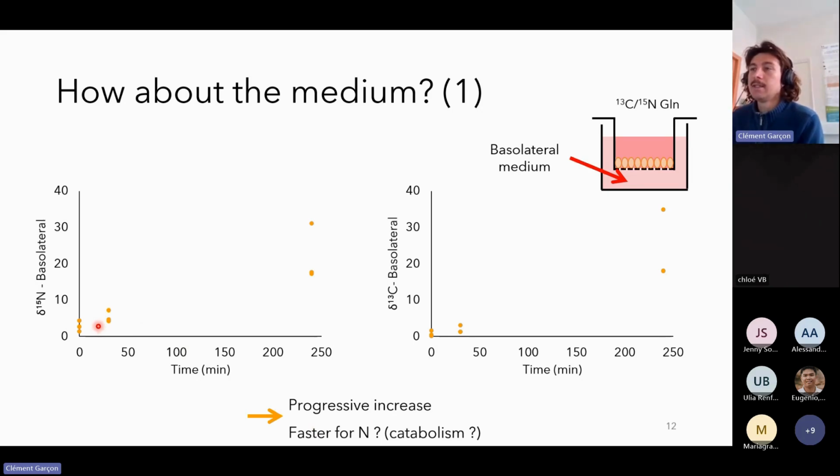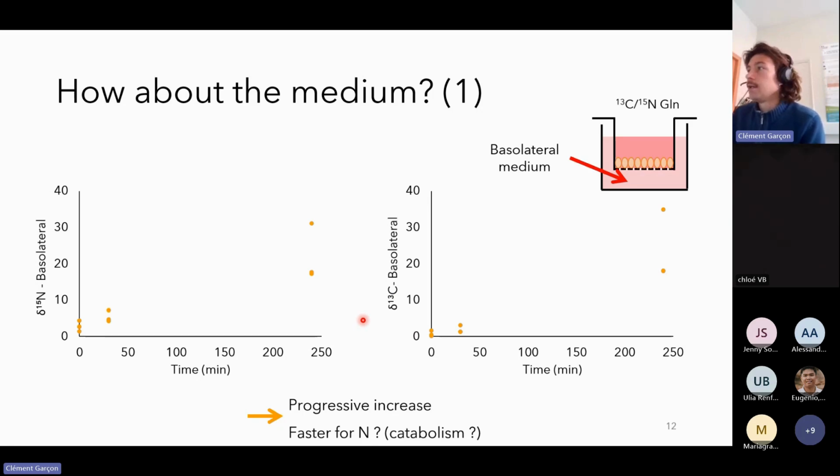Would it then be linked with the fact that the carbon from the carbon chain of glutamine is catabolized and you don't find it back because it's in the form of CO2? Well, it's not yet really possible to have a clear answer on this, but it's something we will investigate later on.